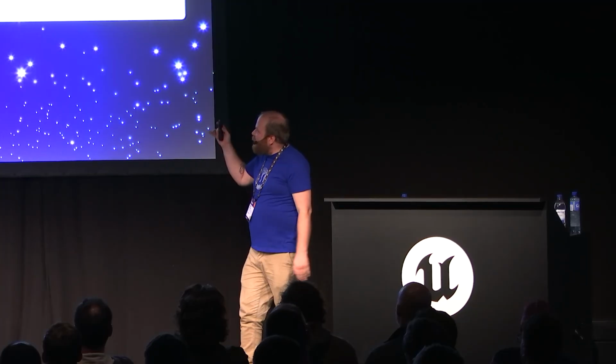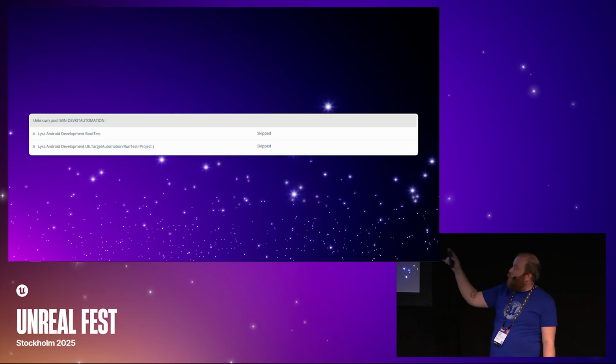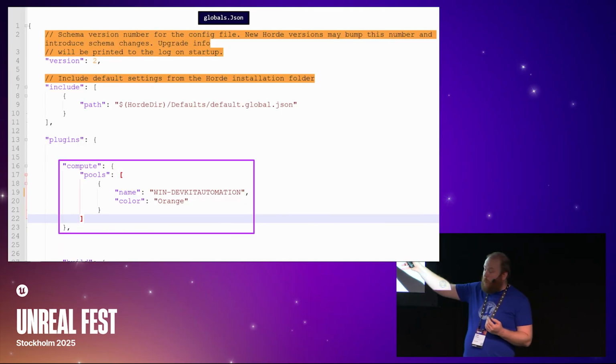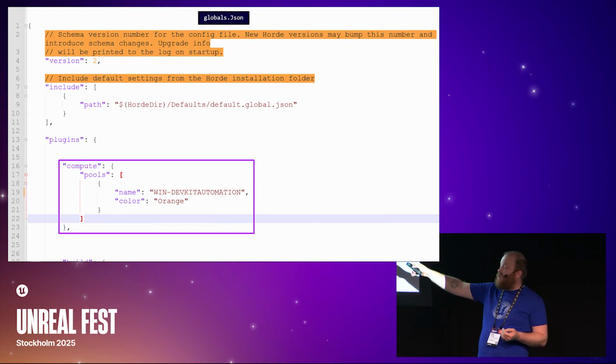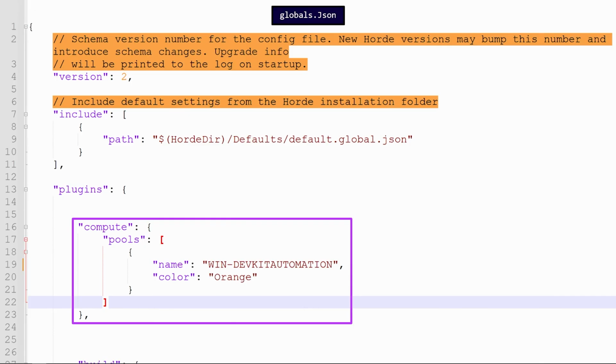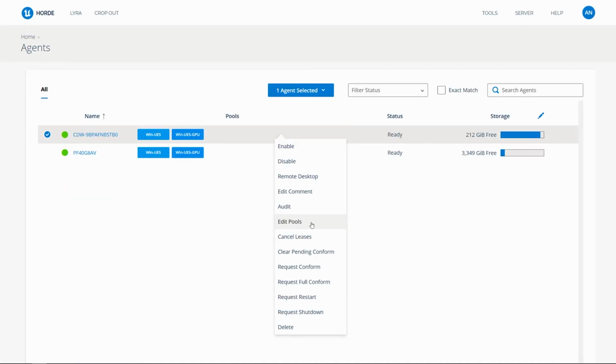And that's because we need to know what agent is actually responsible for pushing the content to the device, right? And you'll see that build graph is looking for a pool known as Win Dev Kit Automation. So how do we add this pool? Well, it's pretty simple. We just add it to our global file by adding it to our compute settings like this. And for reference, you can look in global default JSON, which can be useful.